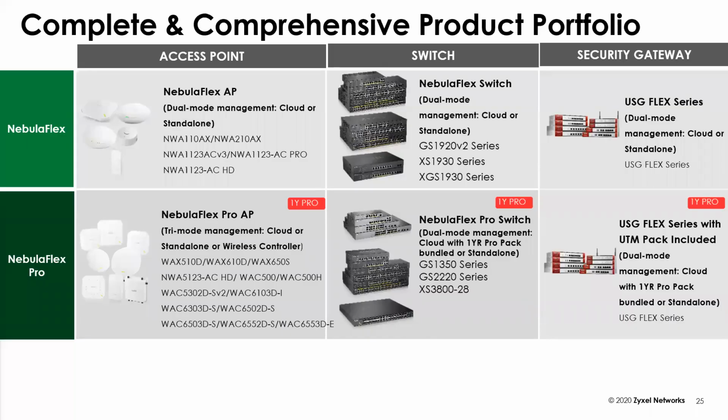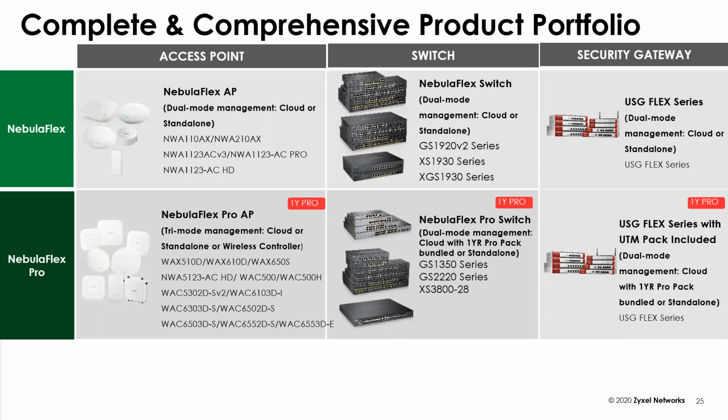So just showing you here, the product lineups here that support these different things on the Nebula Flex side of things. It is going to be our 1 and 2 series access points. So things like an NWA 1123 ACV3 and NWA 210AX. And then it'll also include some of our new entry-level models that we're coming out with here, the NWA 50 series and the NWA 90 series. Those will be Nebula Flex. On the switch side of things, it is the GS1920 V2s, the XS1930s, and the XGS 1930s. And on security gateways, it is the USG Flex series.